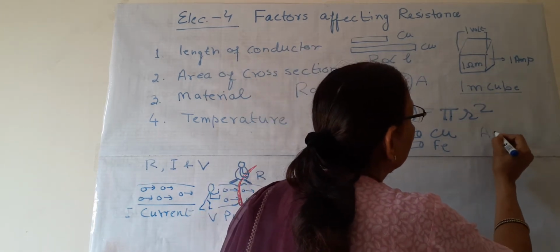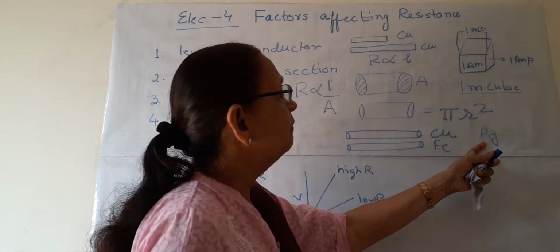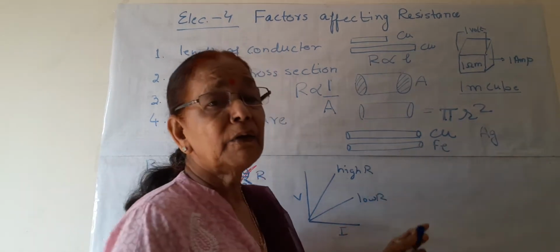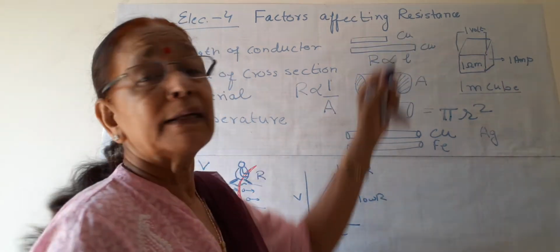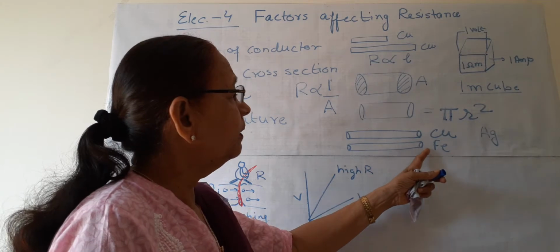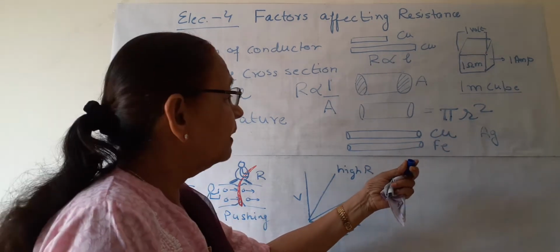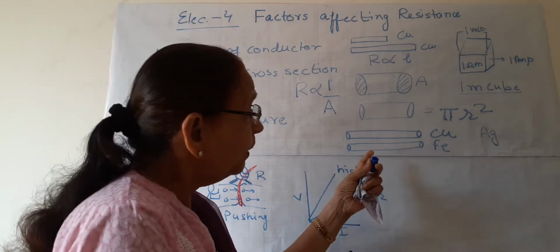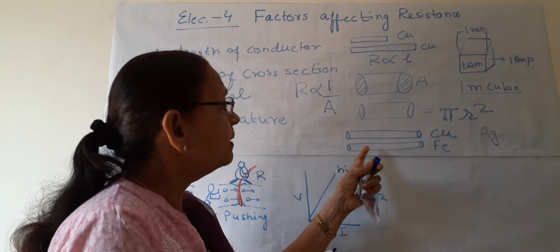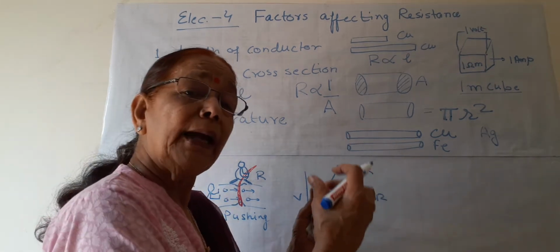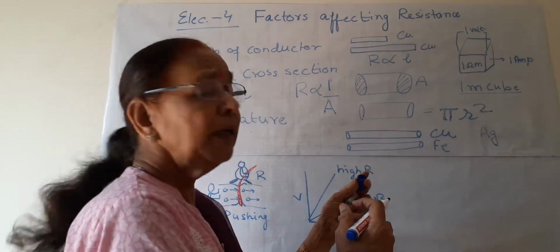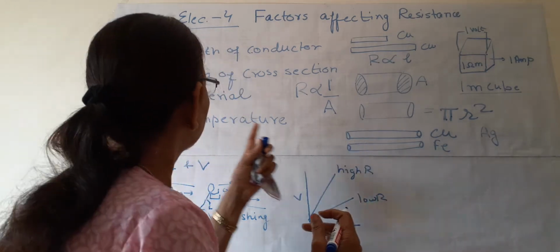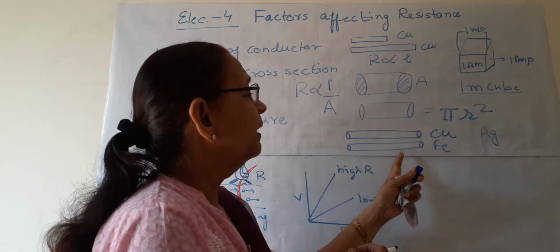Or if a third wire of silver is there, then silver will have even less resistance than copper. So the material of the wire affects resistance. Copper, iron, all the metals are conductors, but different metals show different resistance. This is the inbuilt quality and it depends upon its construction: how the atoms are arranged inside the metal and how many free electrons there are. So the material also affects the resistance.